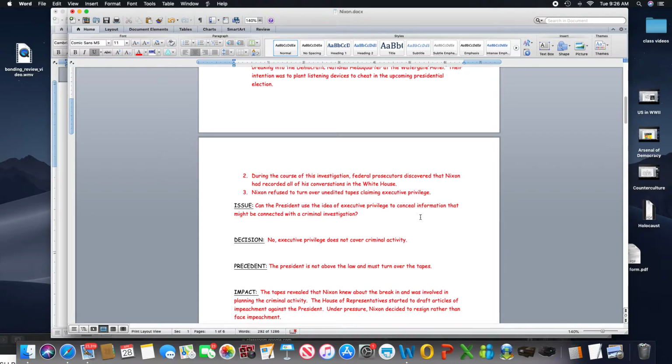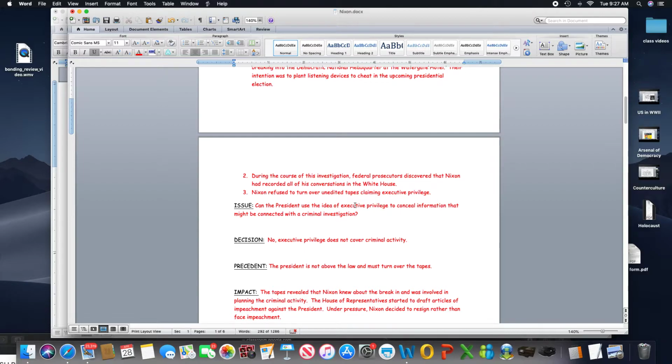And the question before the court was, can the president use the idea of executive privilege to conceal information that might be connected with a criminal investigation? And executive privilege conveys the idea that the president, as head of the executive branch, has the right to keep certain discussions secret and confidential and concealed from the other branches of government in order to effectively do his job.